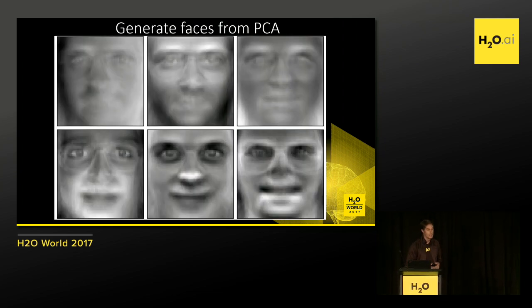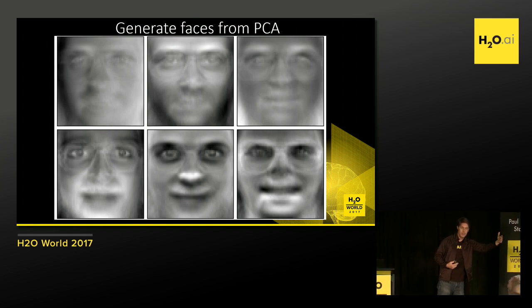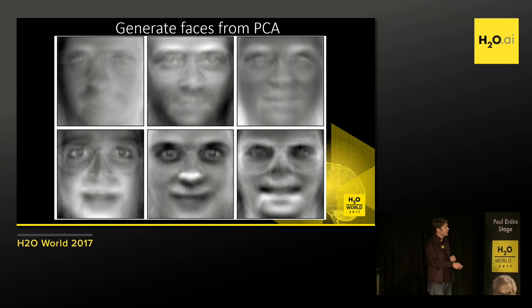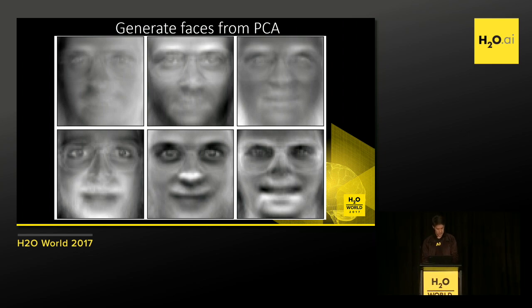And then you end up being able to regenerate the face from those principal components by transforming the data, and you get something like this. These kind of generated faces from a reduced data set. So let's actually look at the notebook.